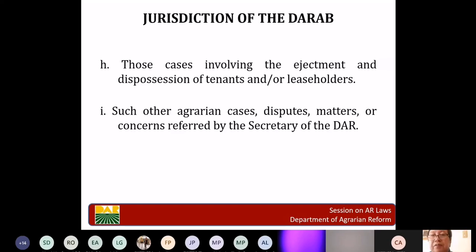So other cases which the Secretary may refer to the DARAB. Example of this is the case of Lapanday, on the annulment of the agribusiness venture agreement between the investor Lapanday and the CLOA holders. It was pending before the PARAD, but because of a DOJ opinion that the DARAB has jurisdiction, the PARAD referred it to the DARAB. So the DARAB can assume jurisdiction on cases, although not agrarian, if referred by the Secretary or the PARAD. Okay, next slide.